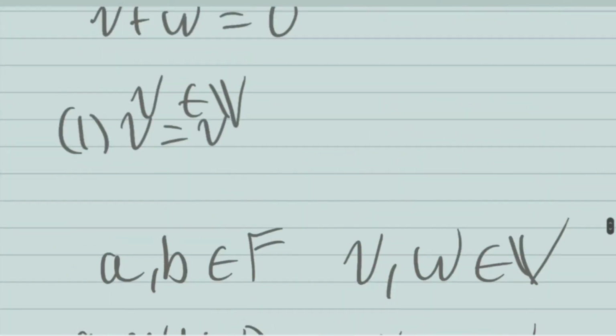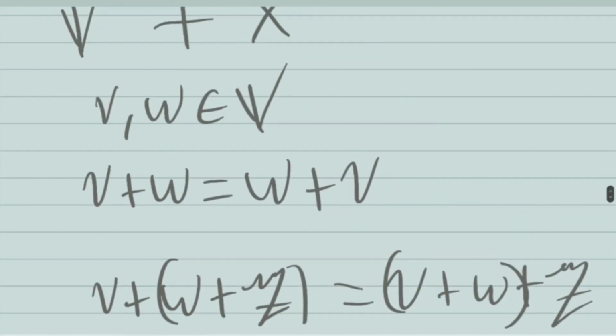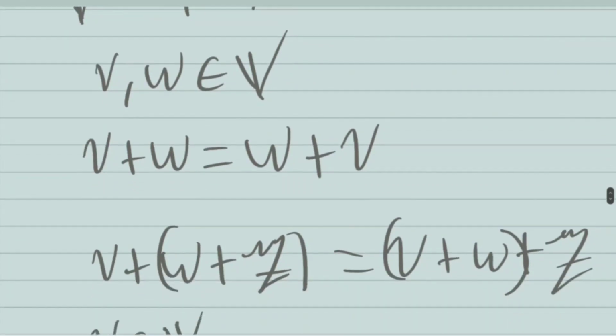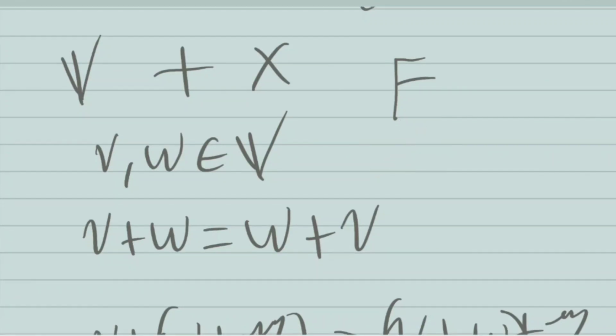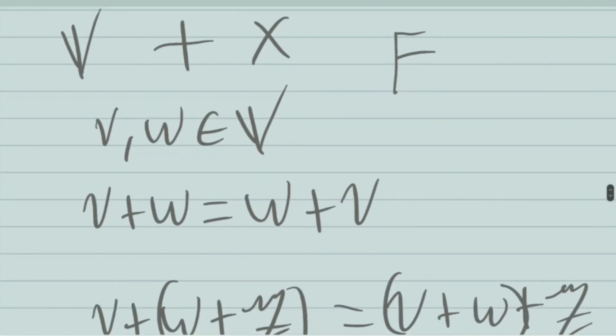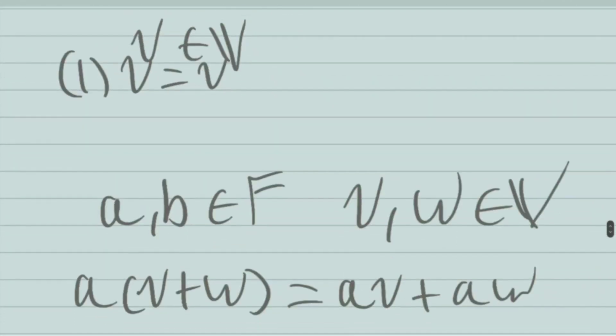And if you meet all these criteria, and you've defined your operations, and you defined a scalar field for the vector space to act on, then you can call that set and operations a vector space.